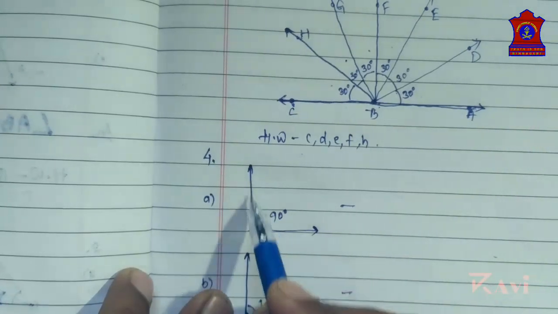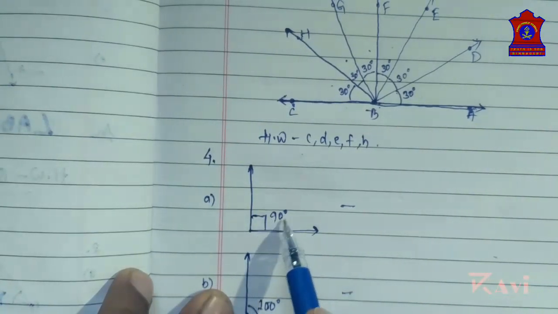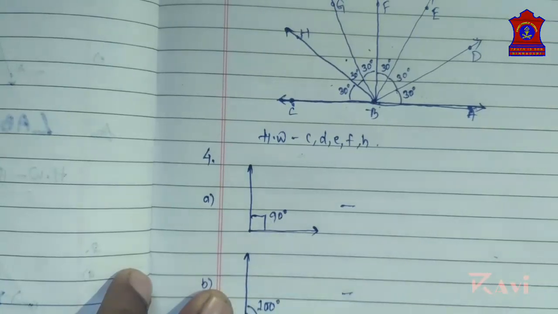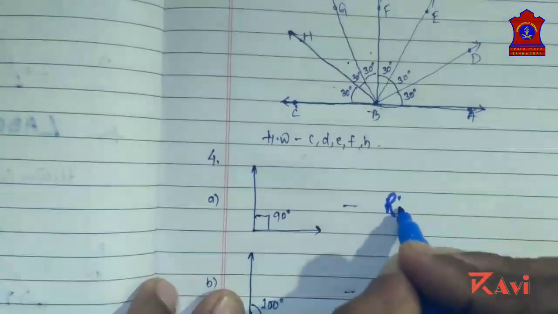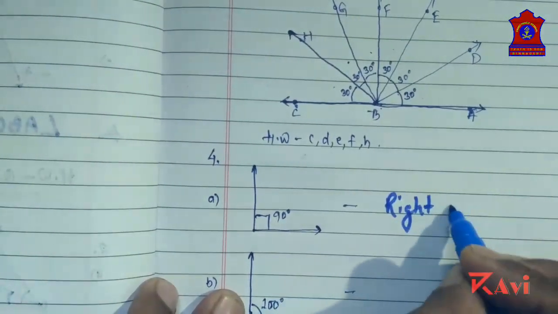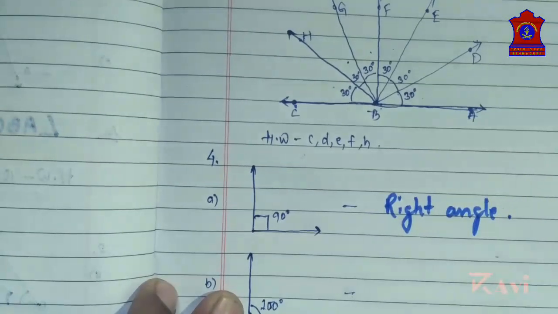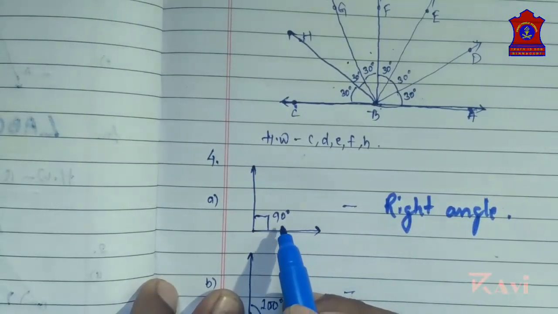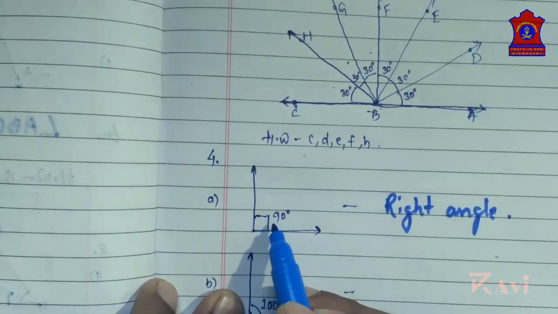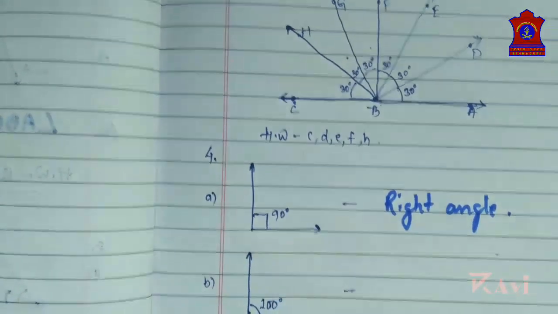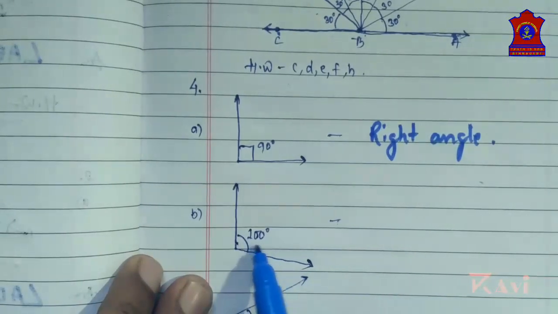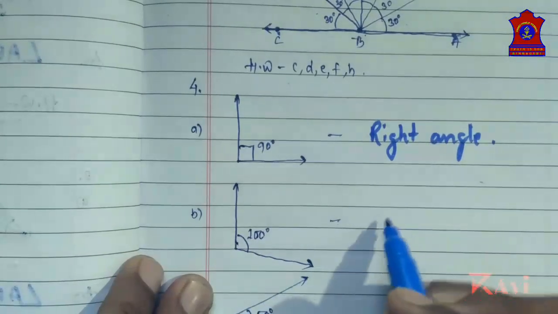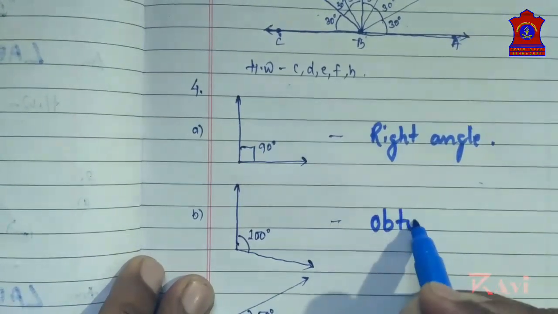If it is a 90 degree angle, it has a name. What is the name of this angle? Yes, right angle. On the basis of measurement, if it is exactly 90 degree it is a right angle. If it is more than 90 degree but less than 180 degree, it is an obtuse angle. So here it is 100 degree. 100 degree is an obtuse angle.